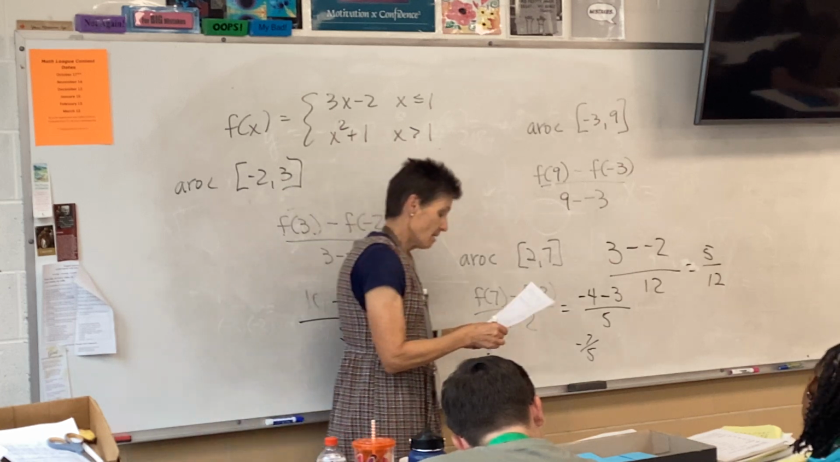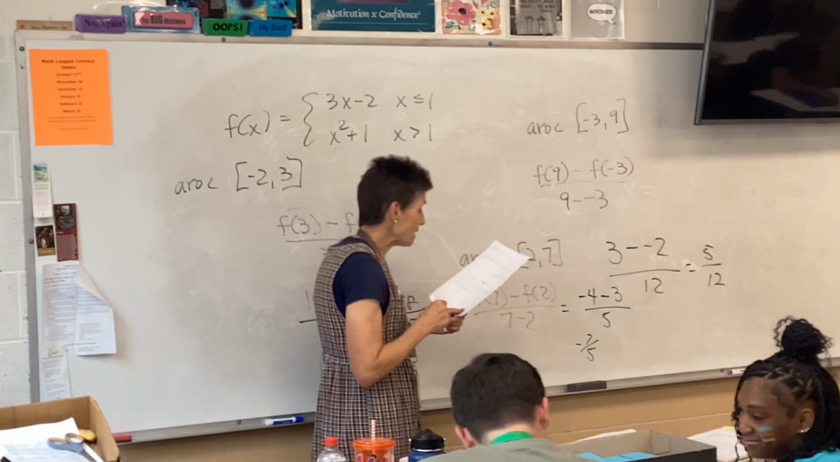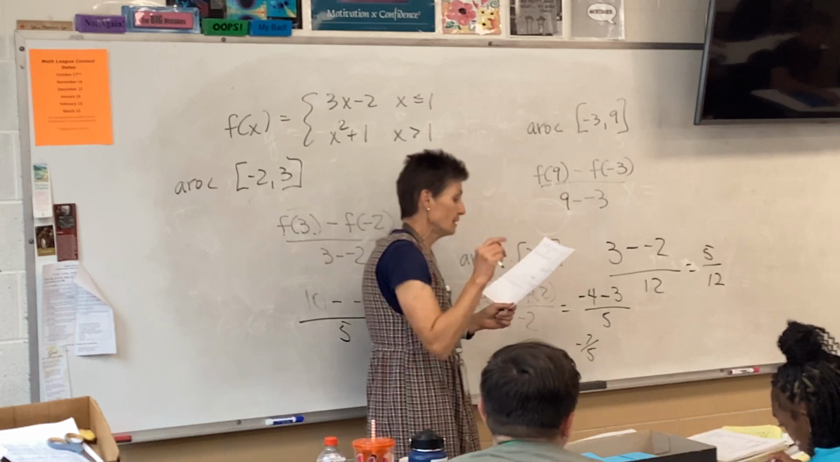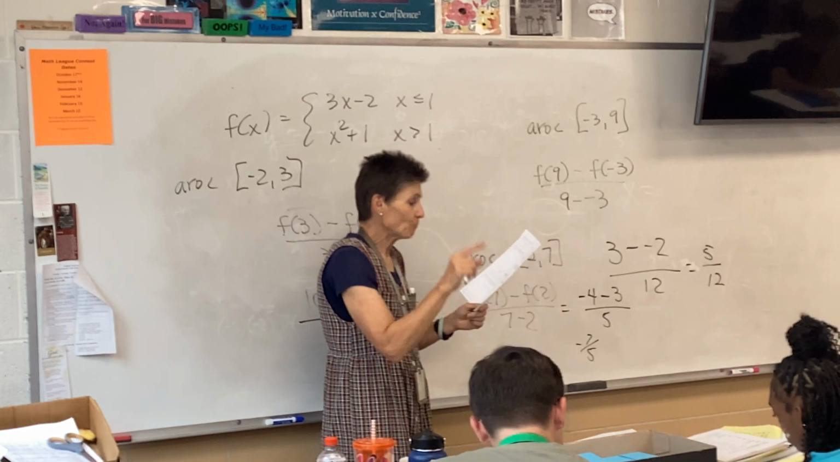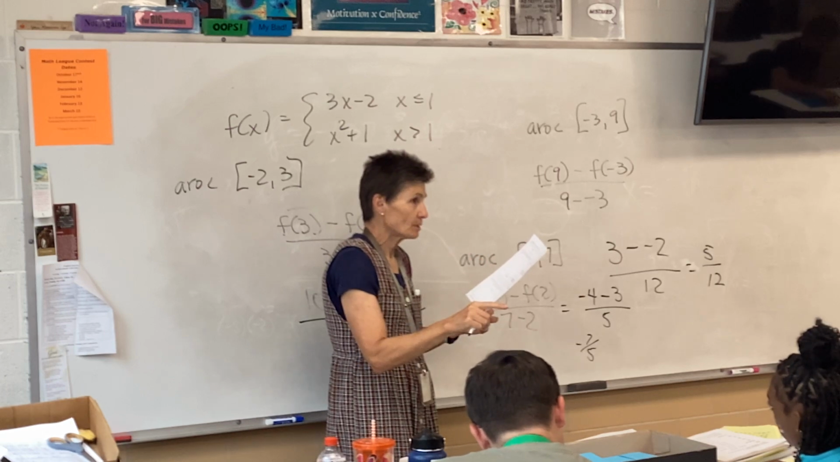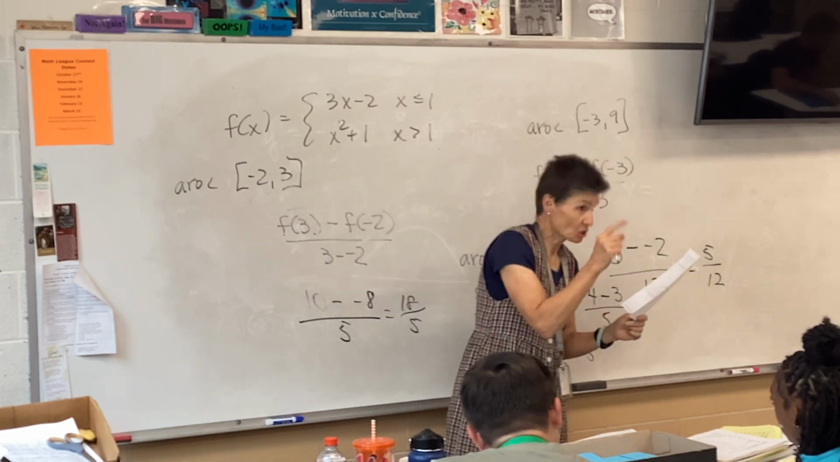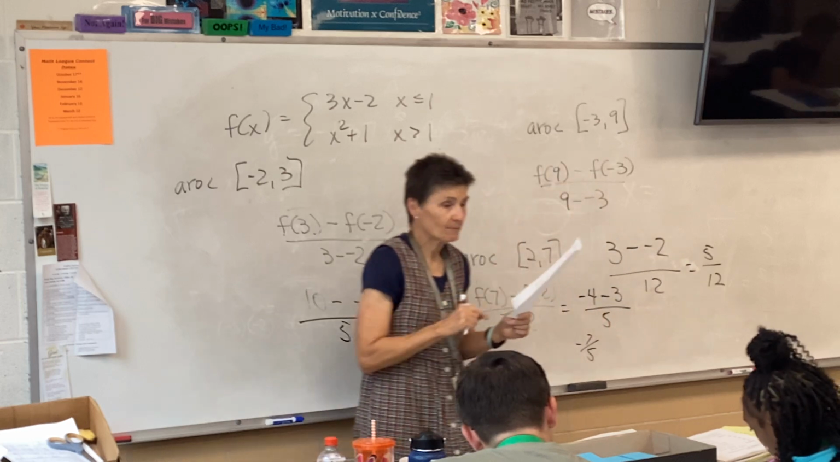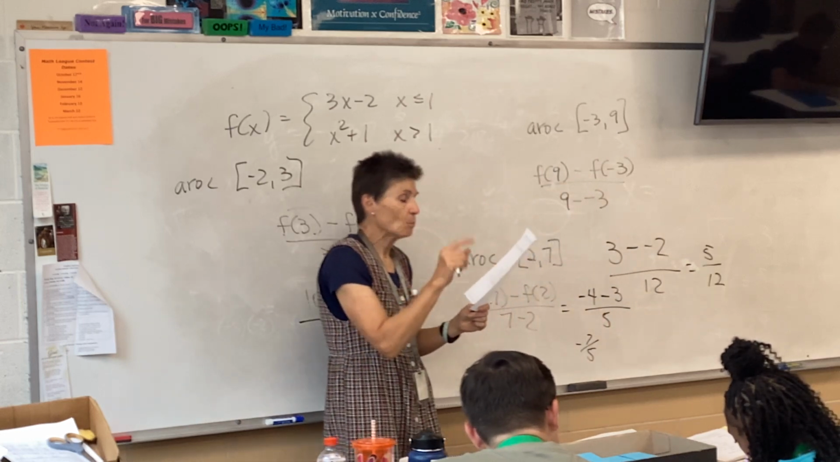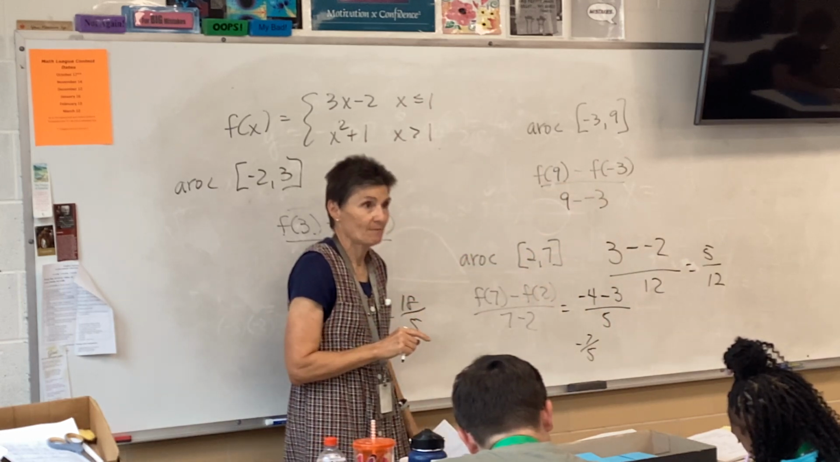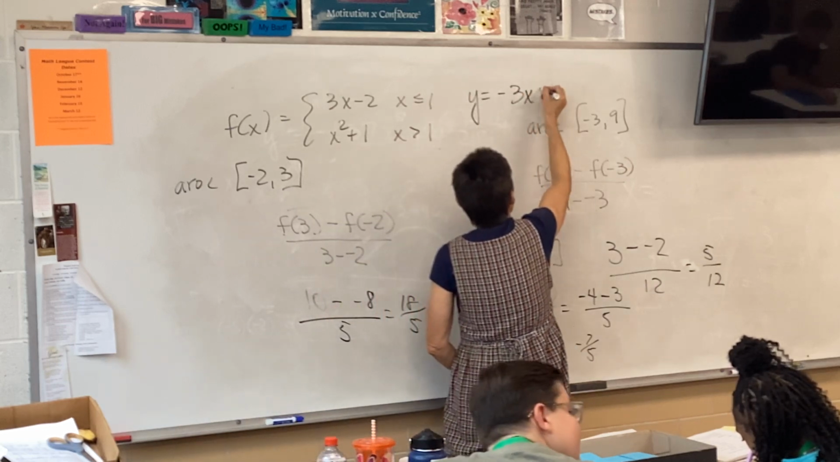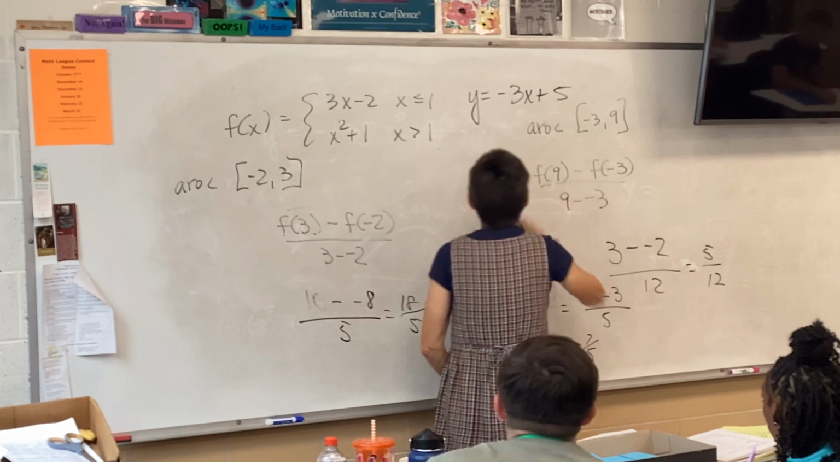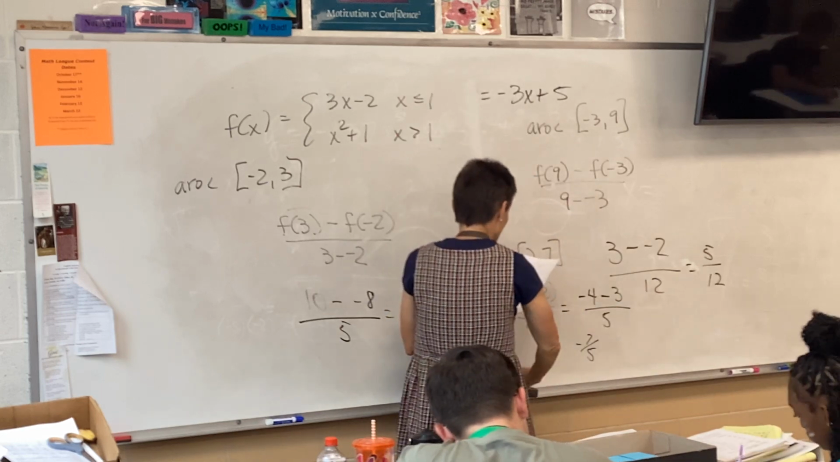Okay. Verbal. Let k be a continuous linear function with an average rate of change, aka slope, of negative 3. It has a y-intercept of 5. You guys, negative 3x plus 5. I probably shouldn't use y, I'm using k of x.